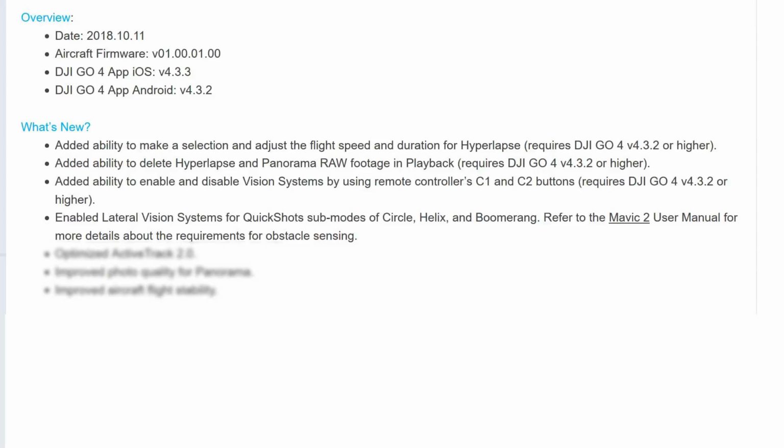They enabled lateral vision systems for quick shot sub modes of circle, helix, and boomerang. Also, you want to refer to the Mavic 2 user manual for more information about the requirements for obstacle sensing. They optimized ActiveTrack 2.0. They improved photo quality for panorama and improved aircraft flight stability.